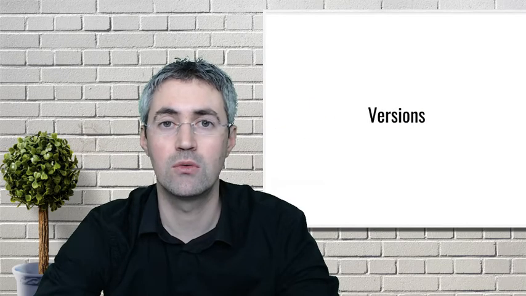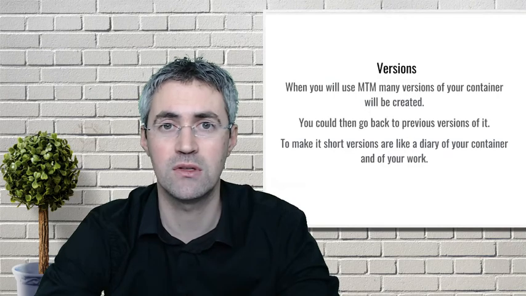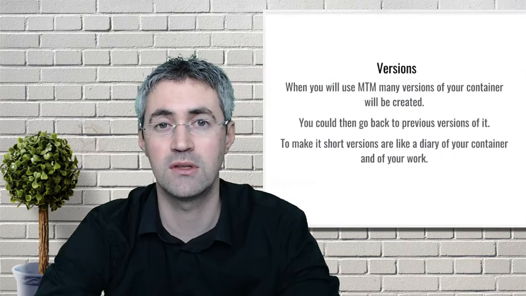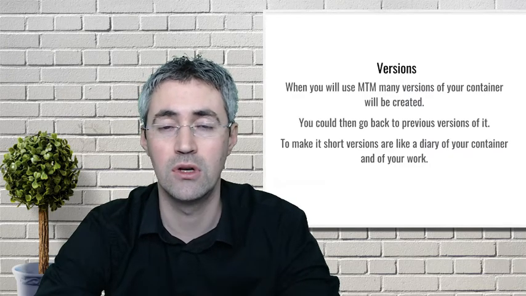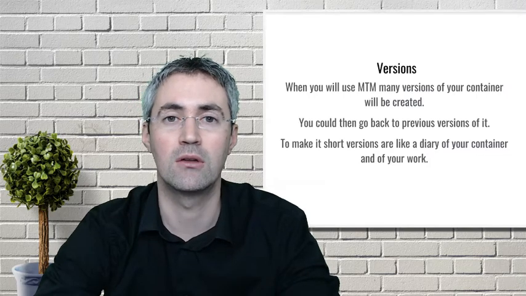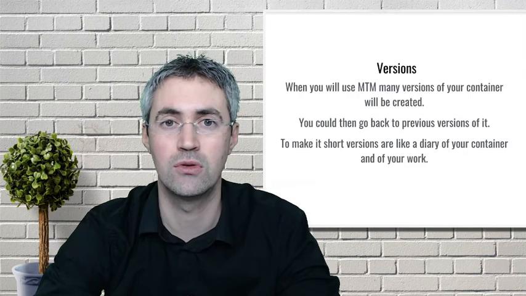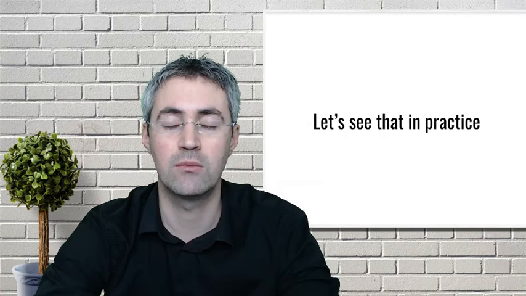In this video we're going to see what versions are. To make it simple, versions is the possibility for you to archive and to leave a text message within your container in order for your colleagues to be able to know what are the different changes that you made to it. So it's like a diary of all the changes to your Matomo Tag Manager configuration. Let's see that a bit more in practice.